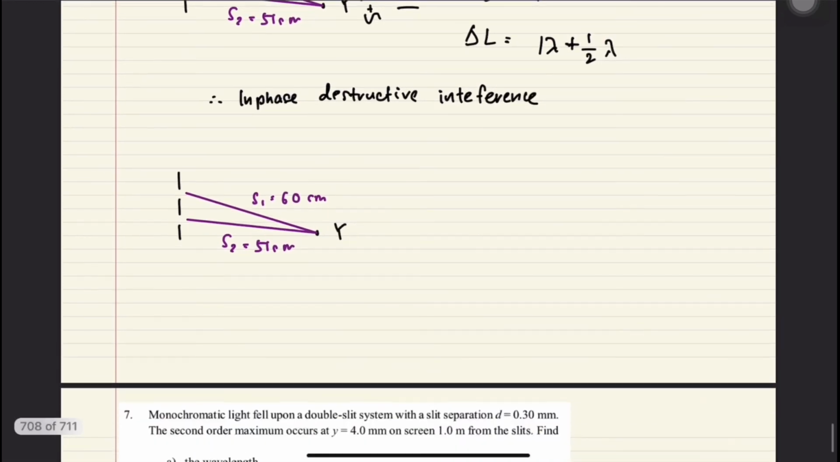For this one, initially it is antiphase, right? One left foot, one right foot. But because of the distance, one travels an extra distance of half lambda. So accidentally this one becomes the same, both left foot. This is what we call antiphase constructive interference.